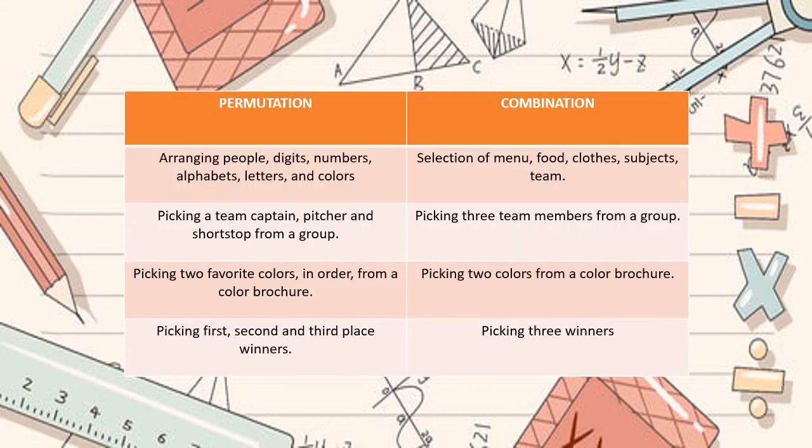To have a better understanding of permutation and combination, we will look at this table. Permutation is concerned with arranging people, digits, numbers, alphabets, letters, and colors, picking a team captain, pitcher, and shortstop from a group, picking 2 favorite colors in order from a color brochure, and picking first, second, and third place winners. While combination is concerned with selection of menu, food, clothes, subjects, team, picking 3 team members from a group, picking 2 colors from a color brochure, and picking 3 winners.